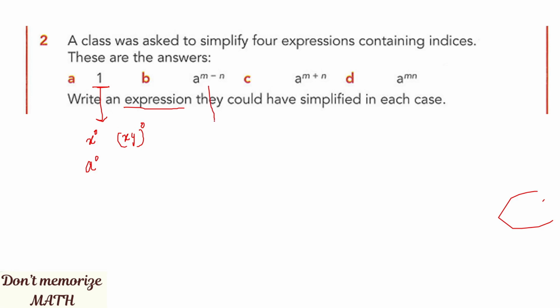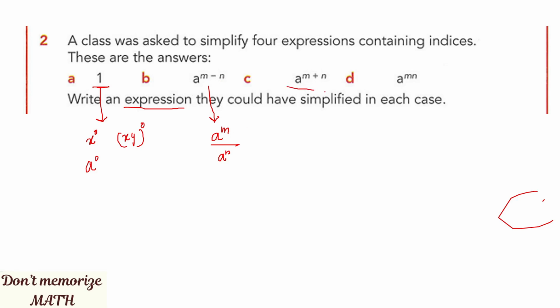Then B is a raised to m minus n. When you will get indices as m minus n, when you divide. Okay, so they have directly given the indices rule. So a raised to m divided by a raised to n is the same as a raised to m minus n. So you can write the expression like this.